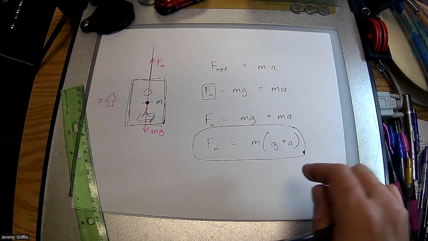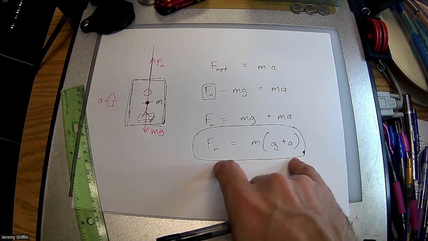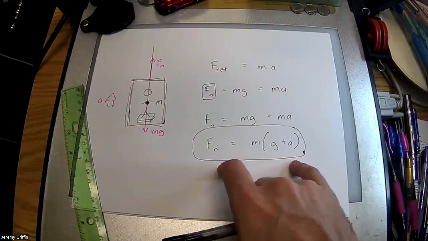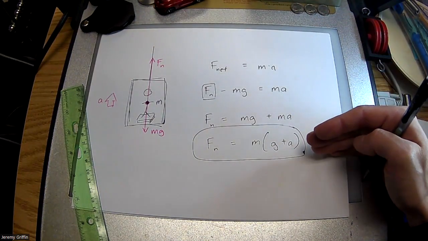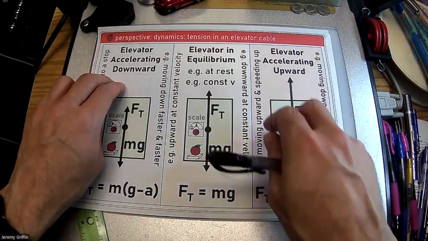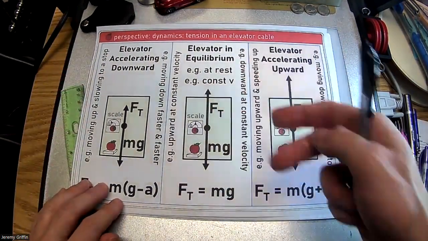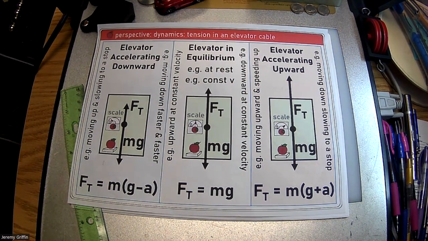If this was a multiple choice question, it might be a good idea to memorize that, if you have a space in your mind for multiple choice. But this is an FRQ. You better be able to derive this whole process. Here's a poster that has 3 scenarios: accelerating downward, accelerating upward, or constant velocity. All right, you guys have a great Monday. We'll continue review tomorrow.